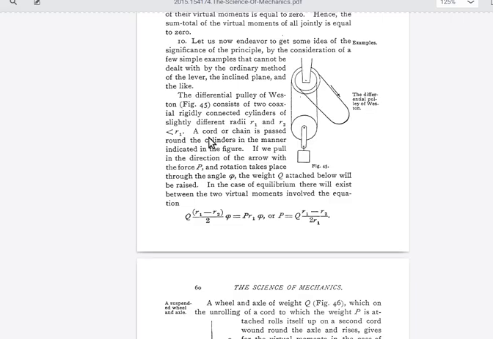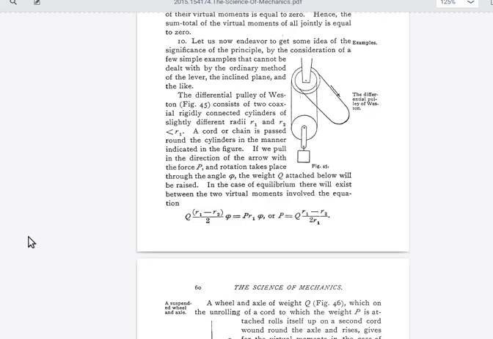If we pull in the direction of the arrow with the force P and rotation takes place through the angle phi, the weight Q attached below will be raised. In the case of equilibrium, there will exist between the two virtual moments involved the equation Q times the difference of R1 and R2 over 2 multiplied by phi equals P times R1 times phi. Or in other words, P equals Q times the difference R1 minus R2 over 2R1.